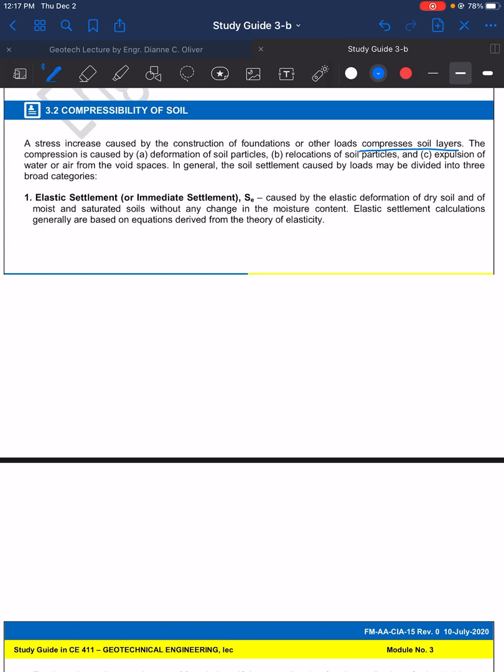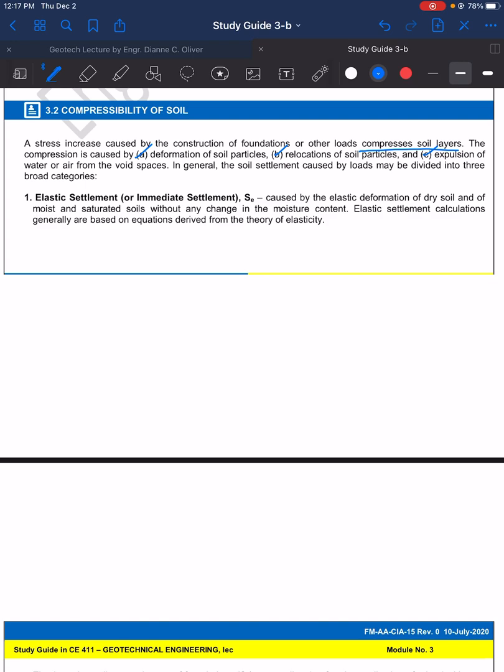The compression is caused by, the first one here, the deformation of the soil particles. The second one is the relocation of soil particles. And the third one, expulsion of water or air from the void spaces. So let's take the first one. Compression happens because of deformation of soil particles.